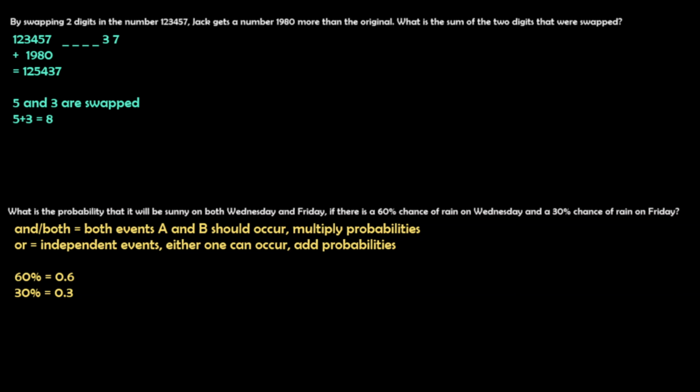So now we know we have to multiply probabilities, so 0.6 times 0.3 will get us 0.18. And that is our answer, that there's an 18% chance that it'll be sunny on both Wednesday and Friday.